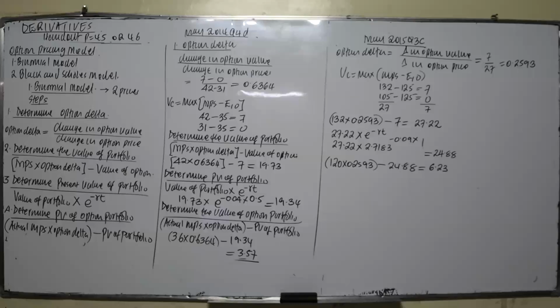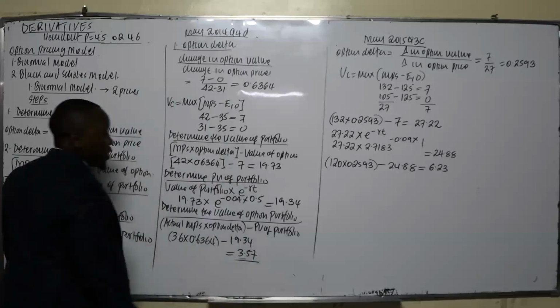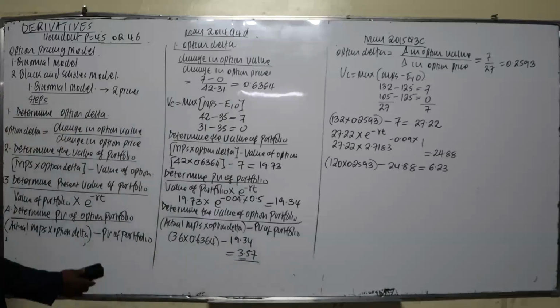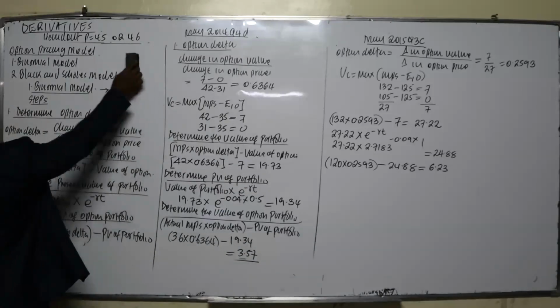If you are told 2 years, T becomes 2. So that's all about binomial. It's one method of option pricing. Now we look at the second method, which is Black-Scholes.